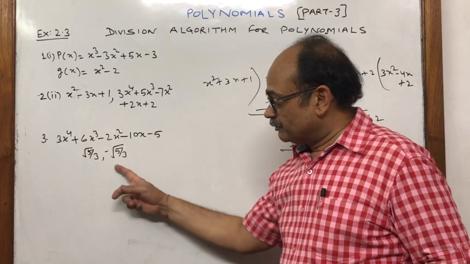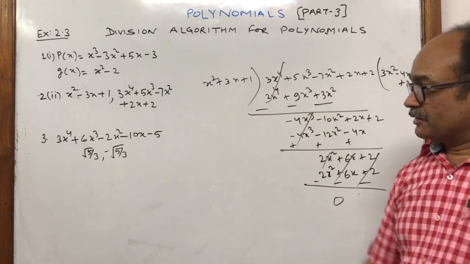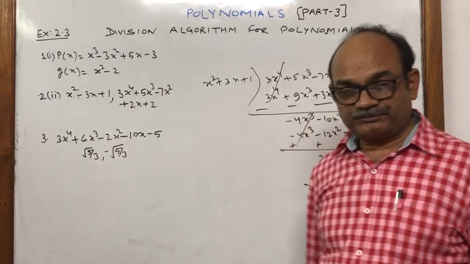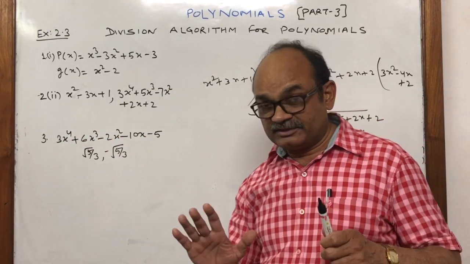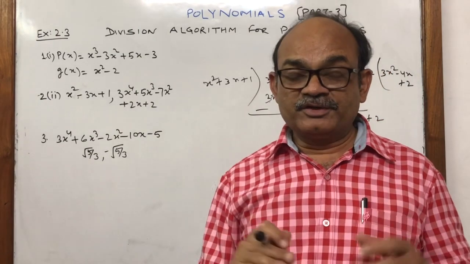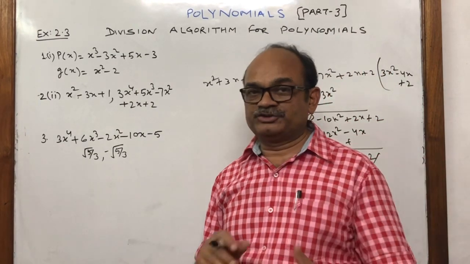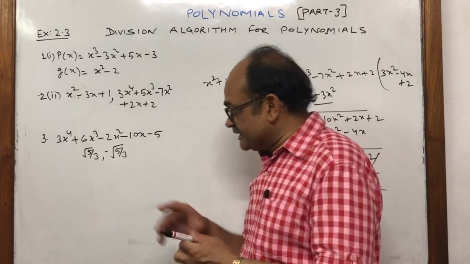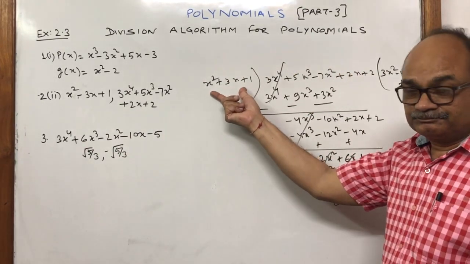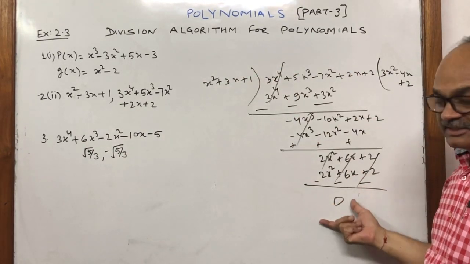Two zeros are given, and the polynomial is of degree 4. We want to calculate the remaining two zeros. It means we have this type of factor, and if you divide by it, you will get remainder 0.